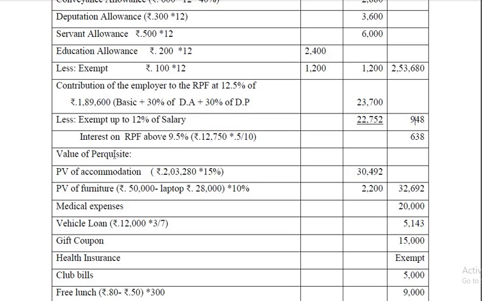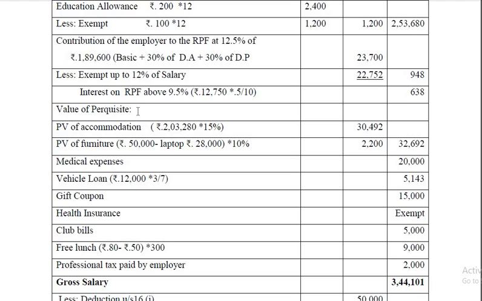Alright, next one, interest on recognized Provident Fund credited. Actually 12,750 is credited, but at the rate of 10%. But it is exempt up to 9.5%. So half percent again is taxable. How to calculate? 10 is equal to 12,750. What is half? 0.5. In other words, 12,750 into 0.5 divided by 10. So you get 638.